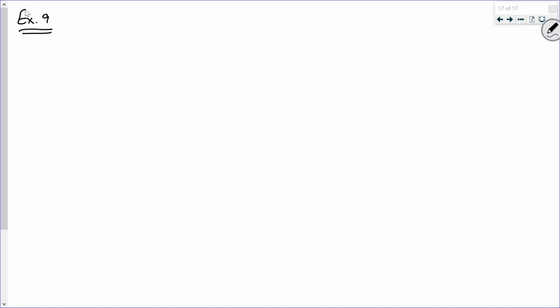Example 9. Okay, so let's start off. Let's get a few properties for A572 Grade 50 steel. We're going to need some material properties associated with that, specifically the ultimate tensile stress, F sub U. So what is F sub U for A572 Grade 50 steel? 65 ksi. So F sub U is 65. Sound good?